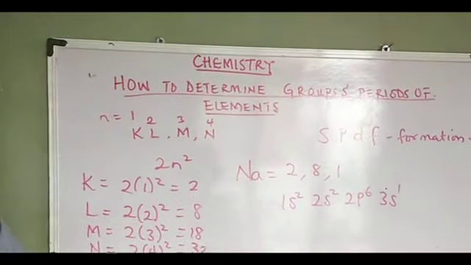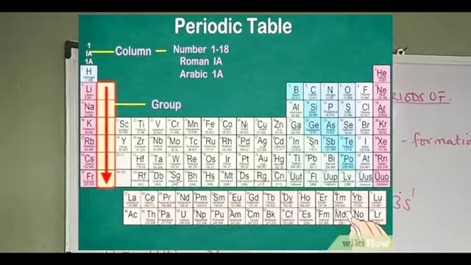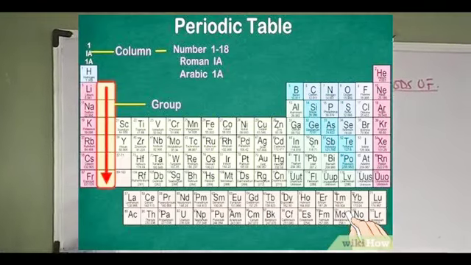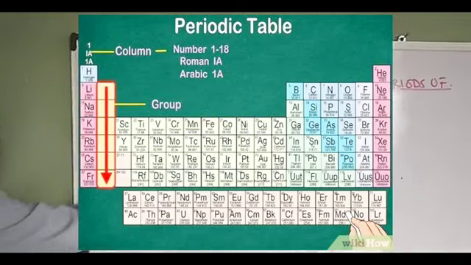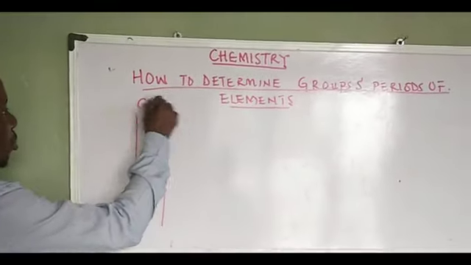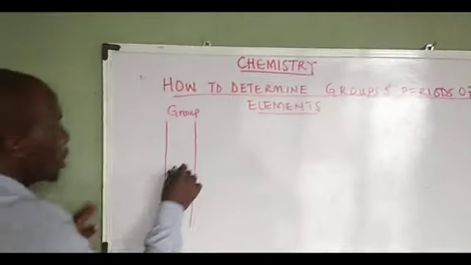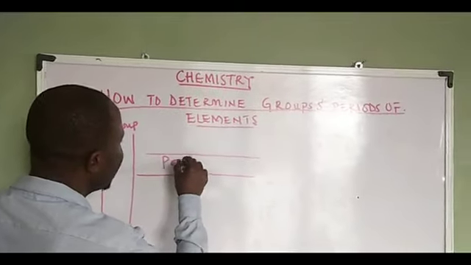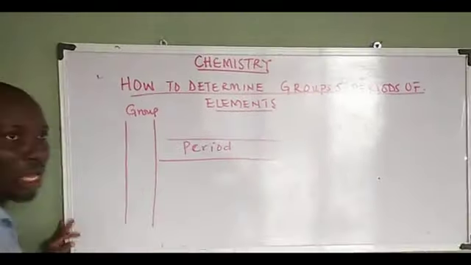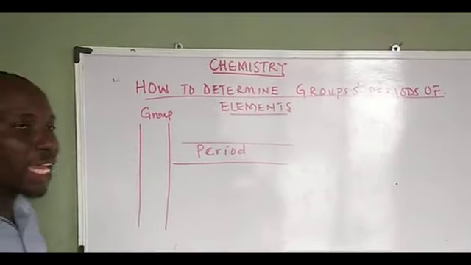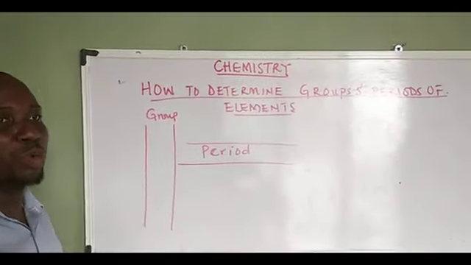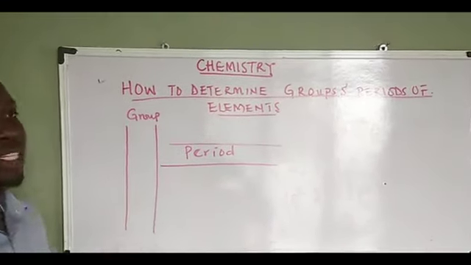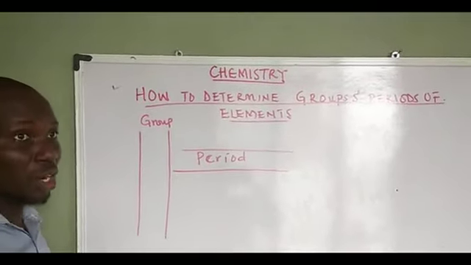Now, how do we use this to determine the group and period? What we call group on the periodic table is the vertical arrangement of elements. The horizontal arrangement of the elements is what we call the period. As I'm standing up now, I'm in a vertical position. A sleeping person is lying down horizontally.